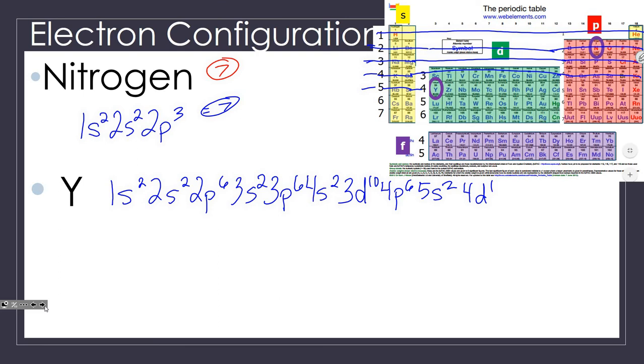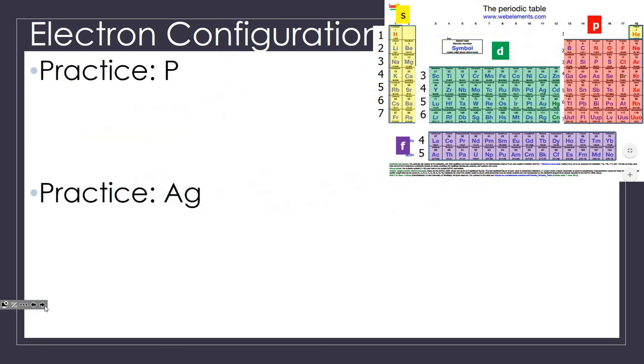Okay, so do the next one. See if you can do it faster than I can do. Phosphorus and silver. I'll show you both where they're at. Phosphorus and silver. We're going to go pretty quickly here. So I'll give you a 1-minute head start, and then I'm going to go. So fast as you can. See how fast you can do them.